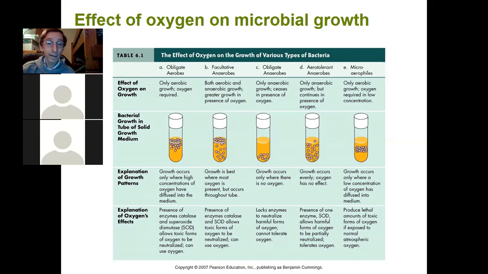All right. So the next easiest is the aerobes. Obligate aerobes can only grow where there's oxygen, and they will have their growth at the top of the tube where there is oxygen. The most growth will be at the very top where there's the most oxygen. And as you go down the tube, there will be less and less growth until you get to the point where there's very little growth and very little oxygen. And below that, there's no growth. Any question there?